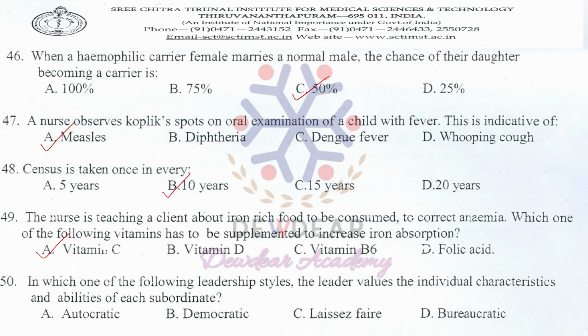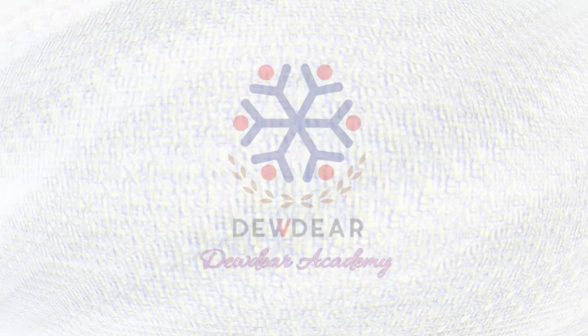Options are autocratic, democratic, laissez-faire, bureaucratic. So here the correct answer is option B, democratic. In democratic leadership style, the leader values the individual characteristics and abilities of each subordinate. So democratic is the answer.